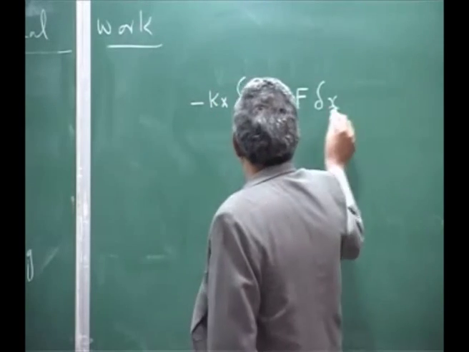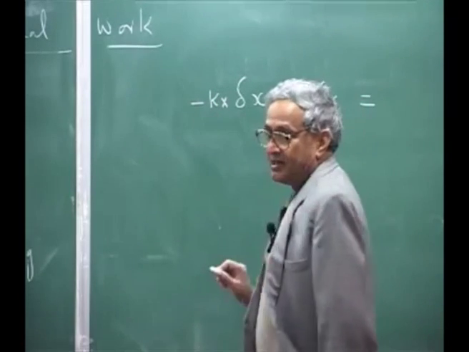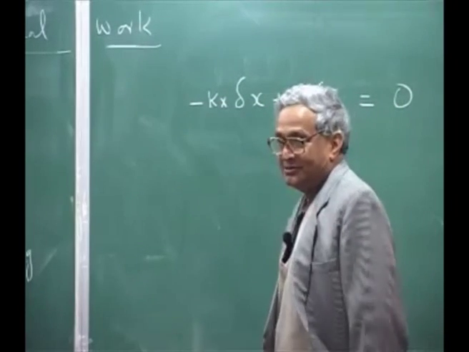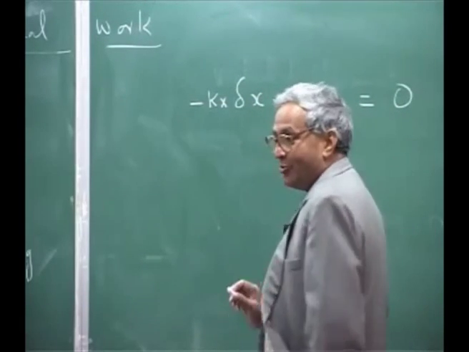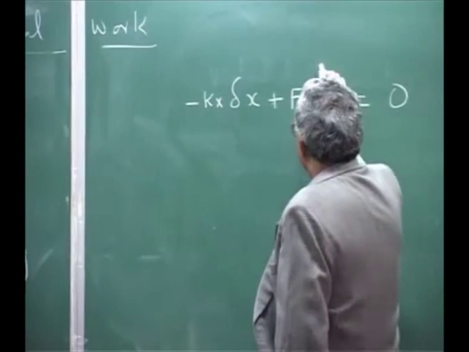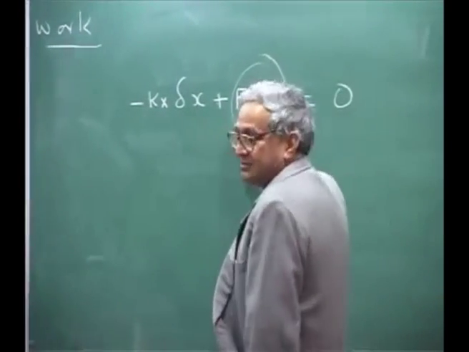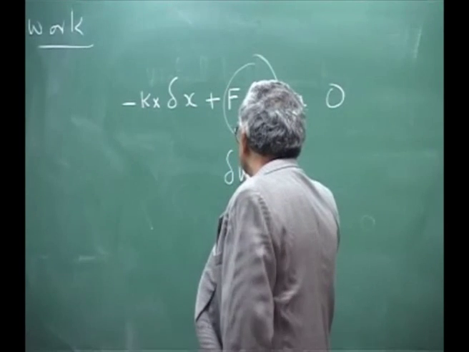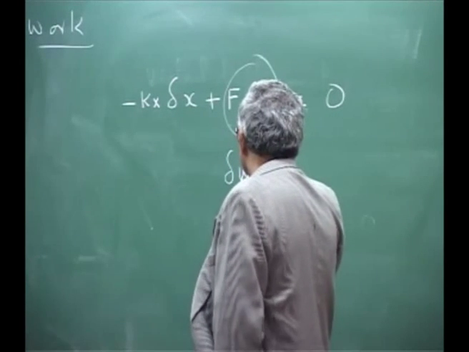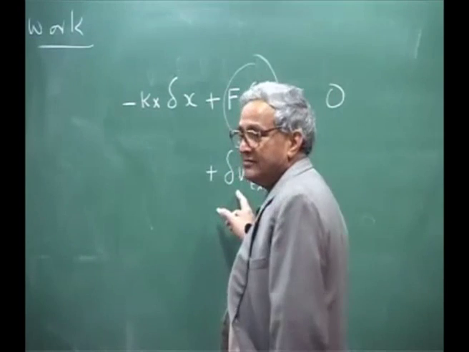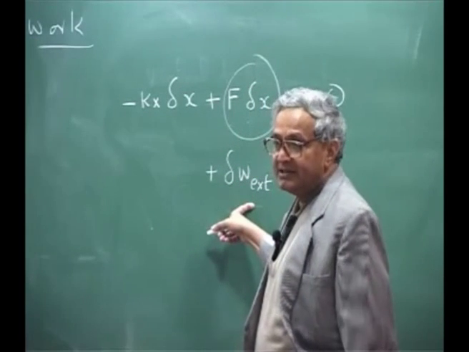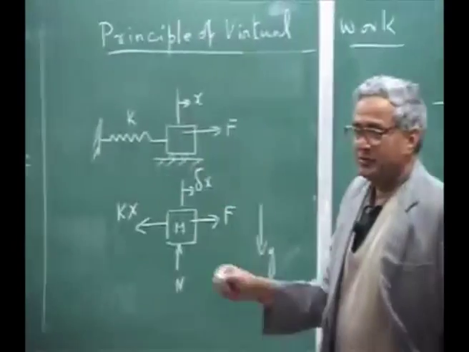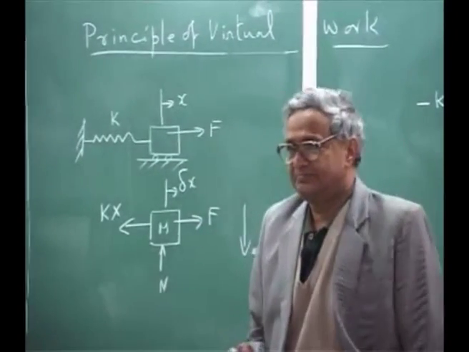Now, as per our thing, this is 0. But now what I have done is, I am writing this force into this as I am going to write delta W. This is the virtual work done by the external force. I am going to call the spring force an internal force.